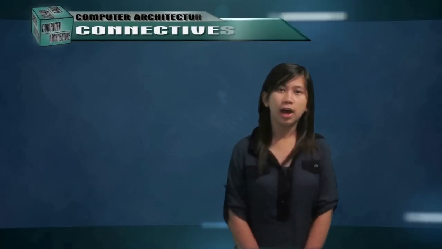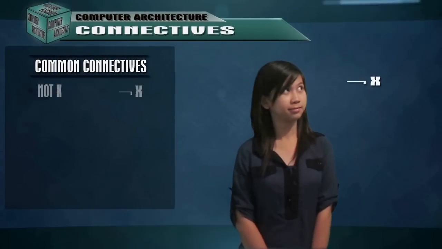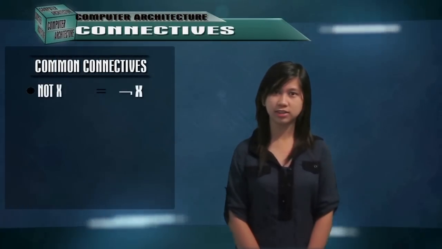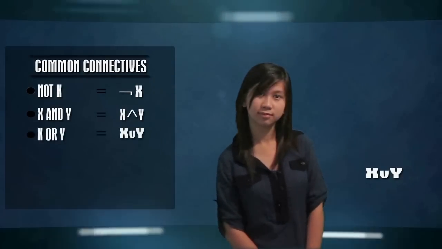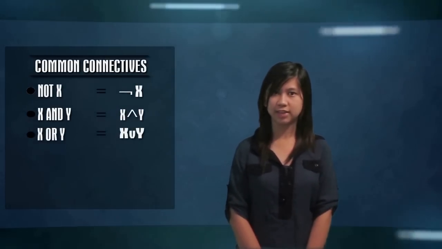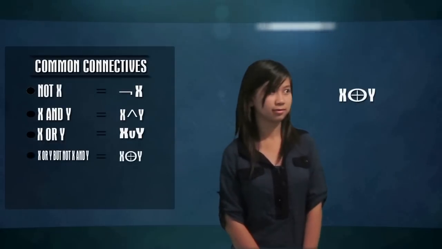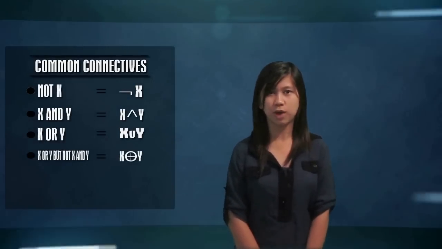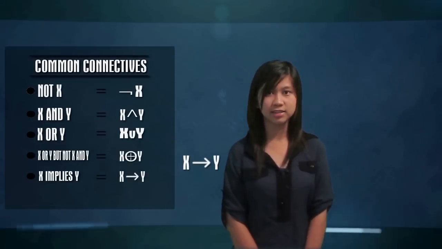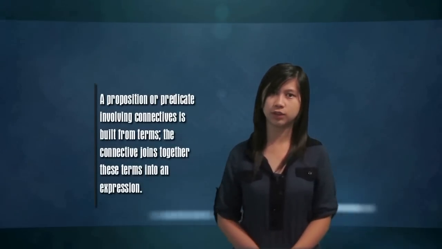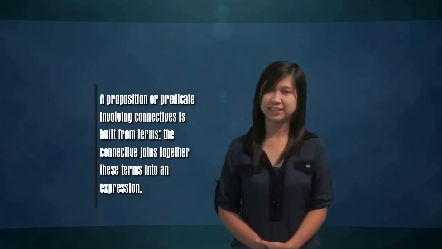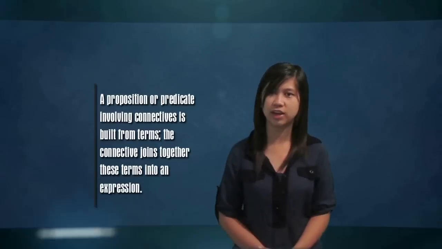We use symbols to denote common connectives. Not X is denoted by, X and Y is denoted by, X or Y, X or Y but not X and Y, X implies Y, X is equivalent to Y. A proposition or predicate involving connectives is built from terms. The connective joins together these terms into an expression.